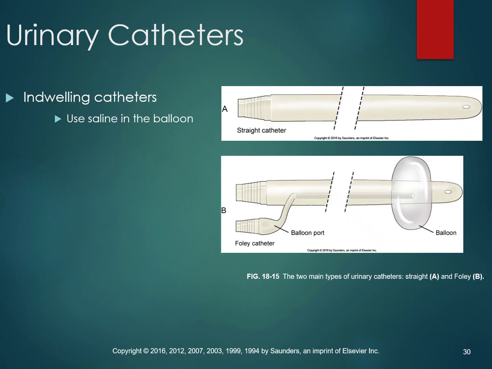Let's talk about urinary catheters. There's two different types. You've got straight catheters, and then you've got Foley catheters. These are called indwelling catheters, and the Foley catheter you can see has actually a balloon. Once it's inserted through the urethra and into the bladder, this balloon is blown up so that the patient cannot push the urinary catheter out.